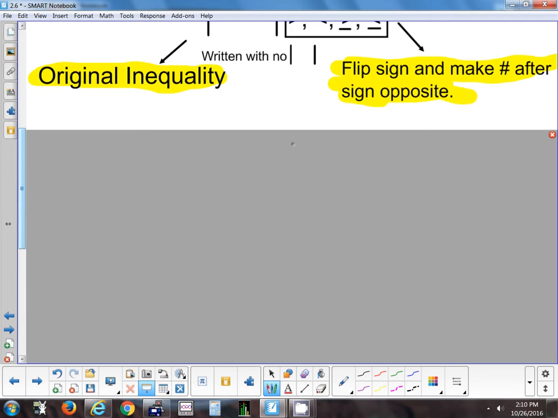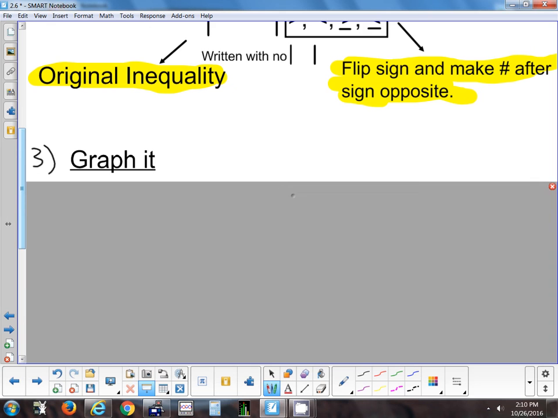Right. So like we said, same exact thing. We're still going to split them. We're still going to get rid of the absolute value bars. We're still going to make, in the second one, still make the number after the sign negative. Only thing is, in that second one that we set up, flip the sign. That's the only thing that's going to be different from an equation with the equal sign to inequality.